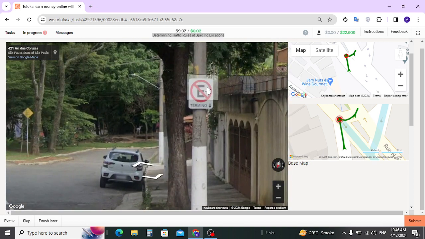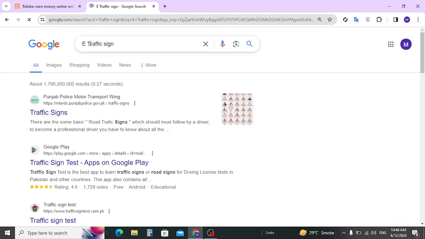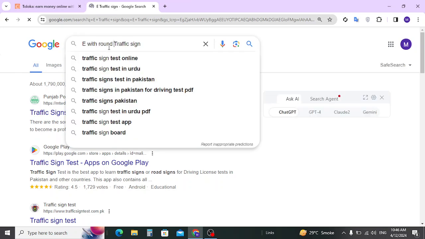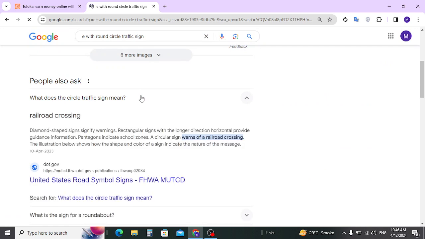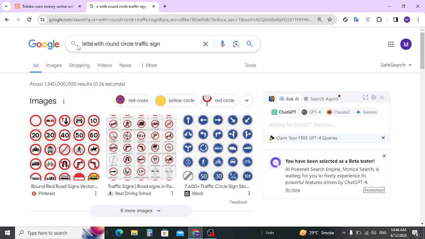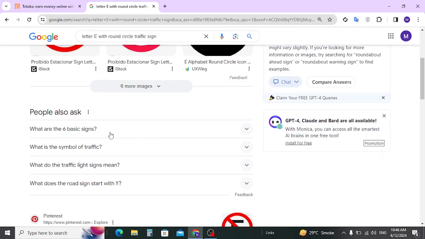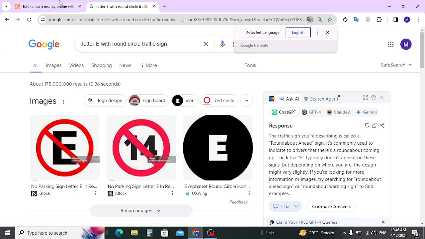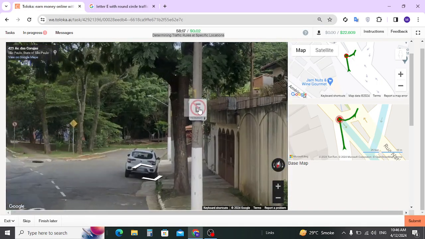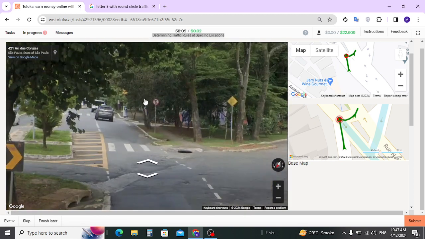If you don't know the sign E, just search for this E traffic sign. Translate this part. No parking sign letter E. Okay, this is no parking. Next time whenever we are going for this task, this sign is clear to us, that this is a no parking sign in Brazil. Again, this is a no parking sign.